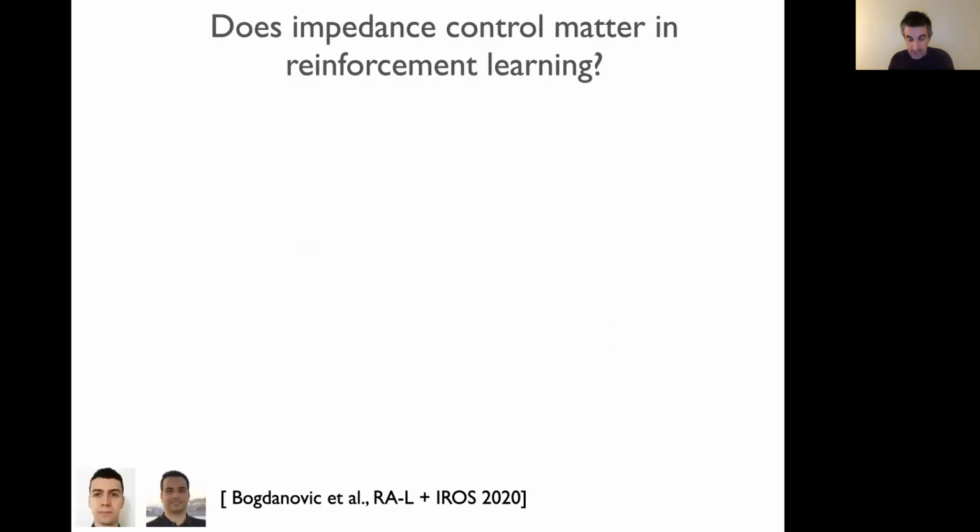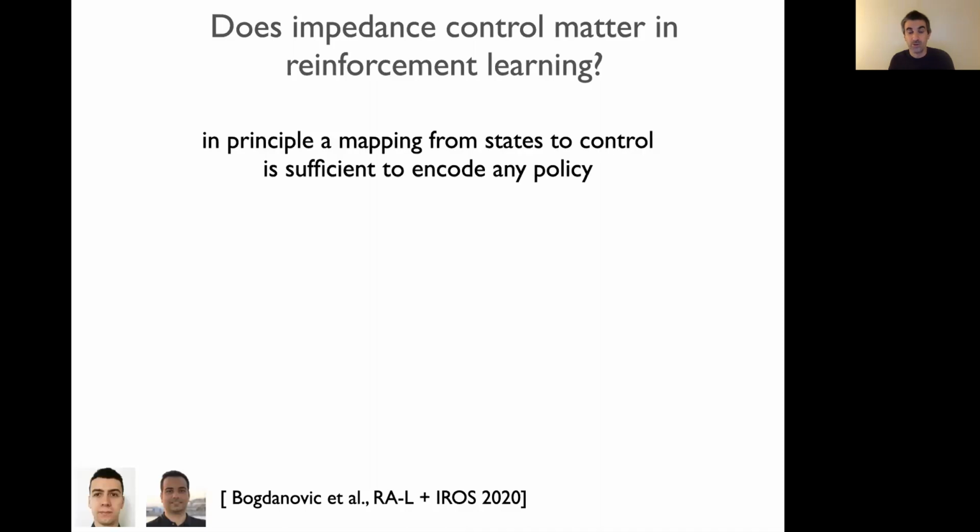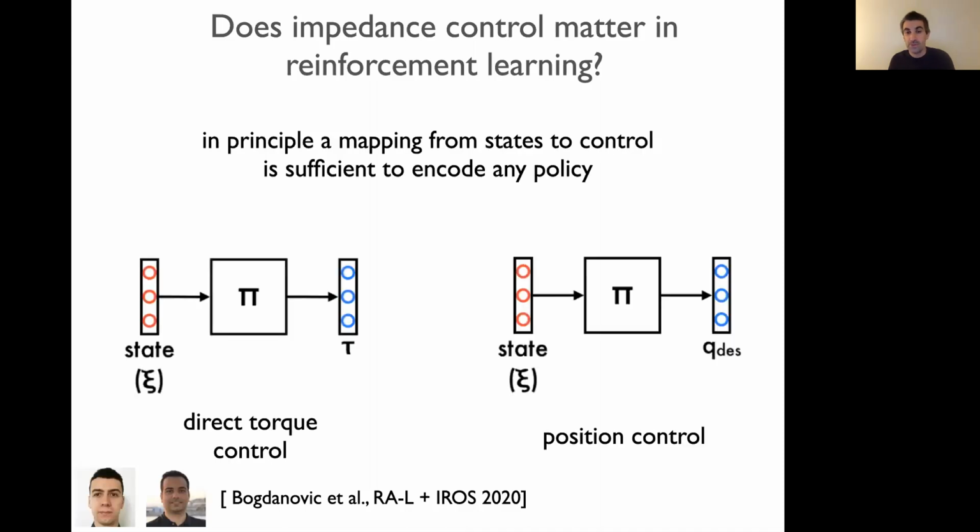So the question we ask is, does it actually matter to model impedance control when you do reinforcement learning, right? So in principle, whatever mapping should work, right? A lot of people map the state with a neural network and compute the torque, and any function approximator that maps states to torque should be good, right? So there's no need to have any structure in your policy, and that's true. In principle, you can approximate any function.